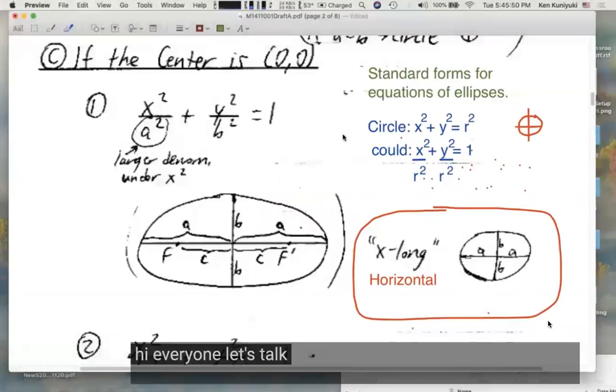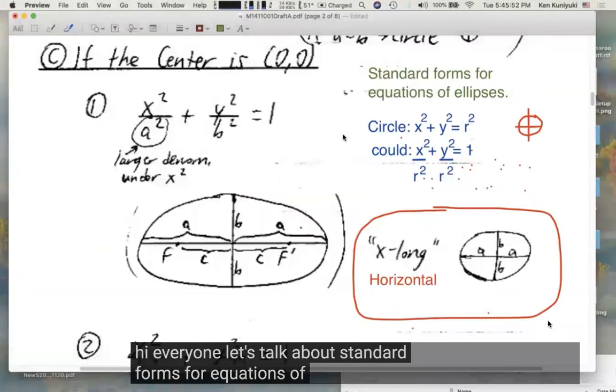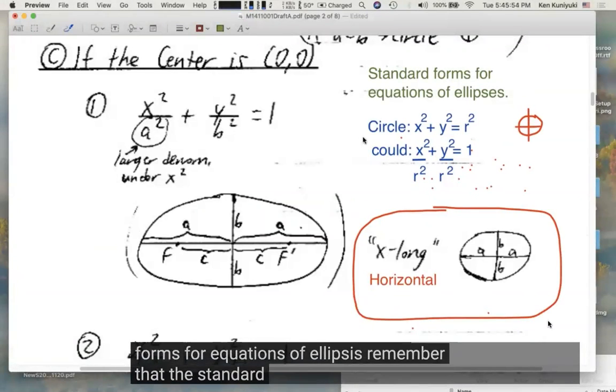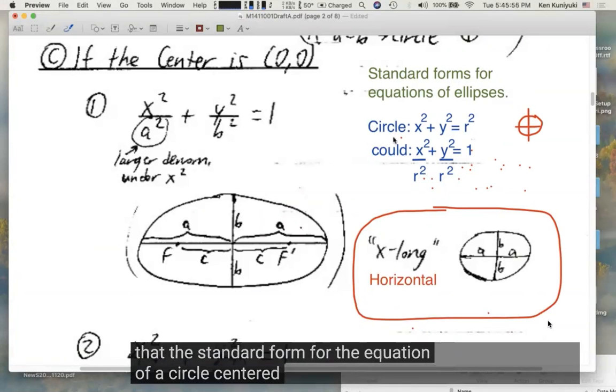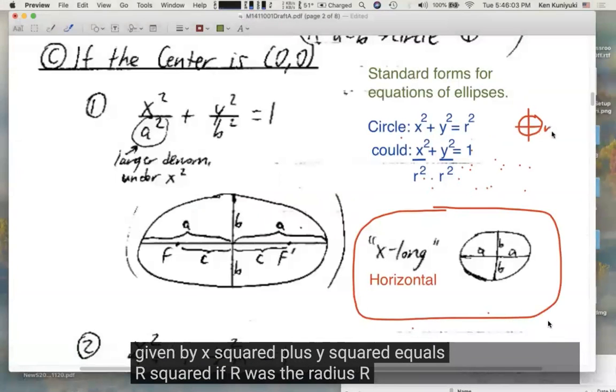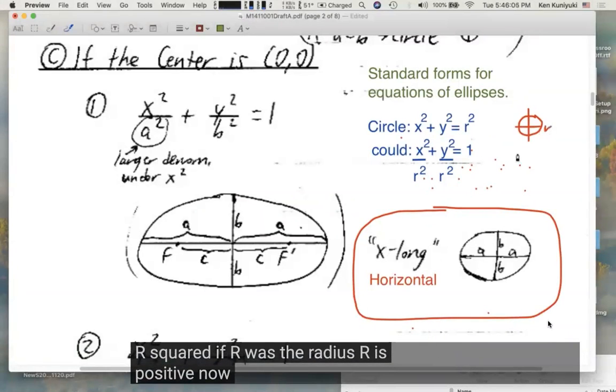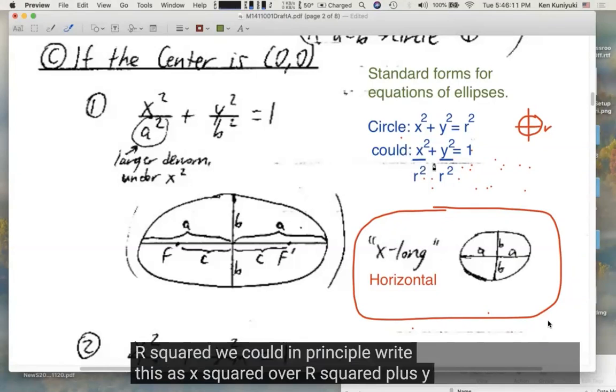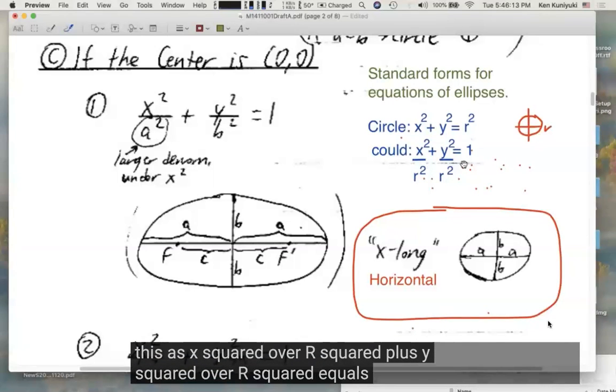Hi, everyone. Let's talk about standard forms for equations of ellipses. Remember that the standard form for the equation of a circle centered at the origin is given by x squared plus y squared equals r squared, if r was the radius. R is positive. Now, if we divide both sides by r squared, we could, in principle, write this as x squared over r squared plus y squared over r squared equals 1.